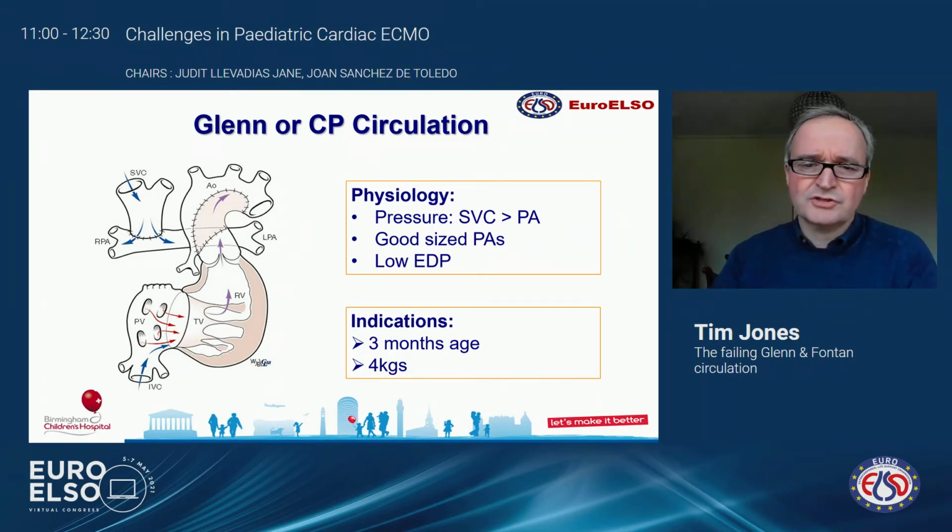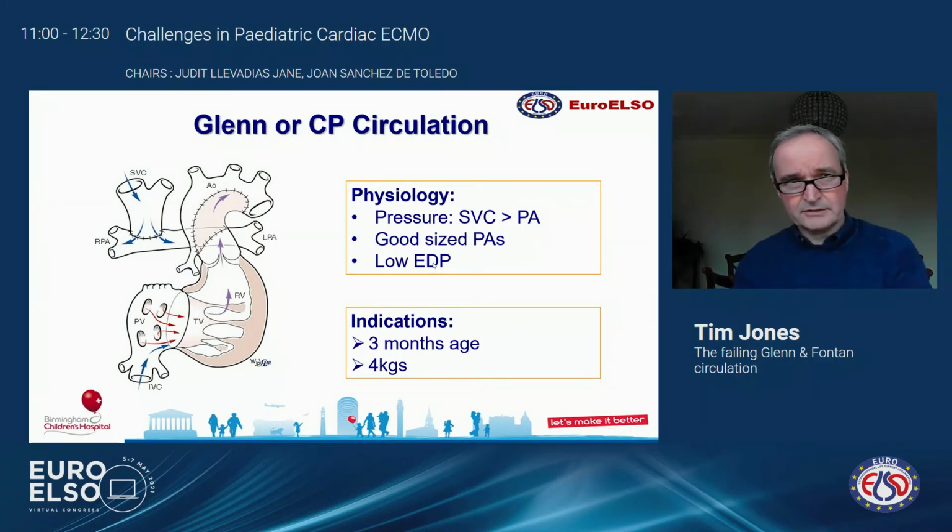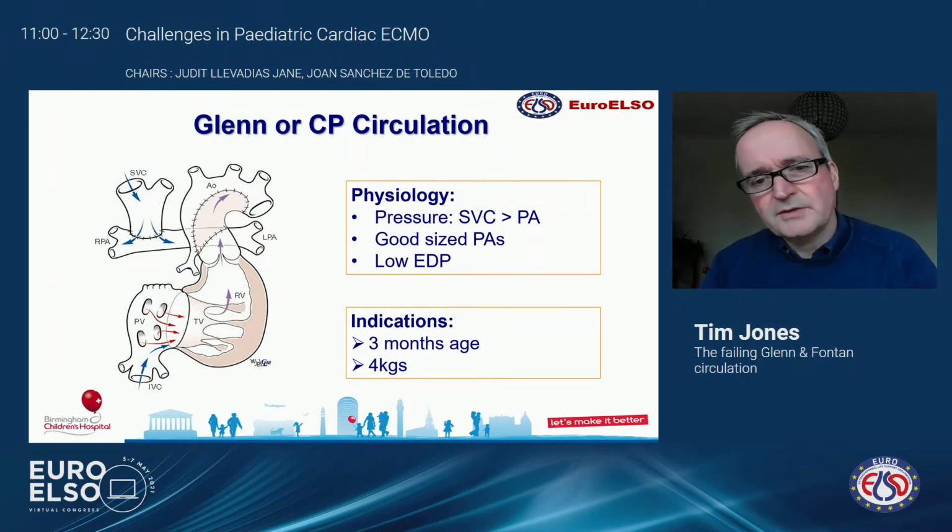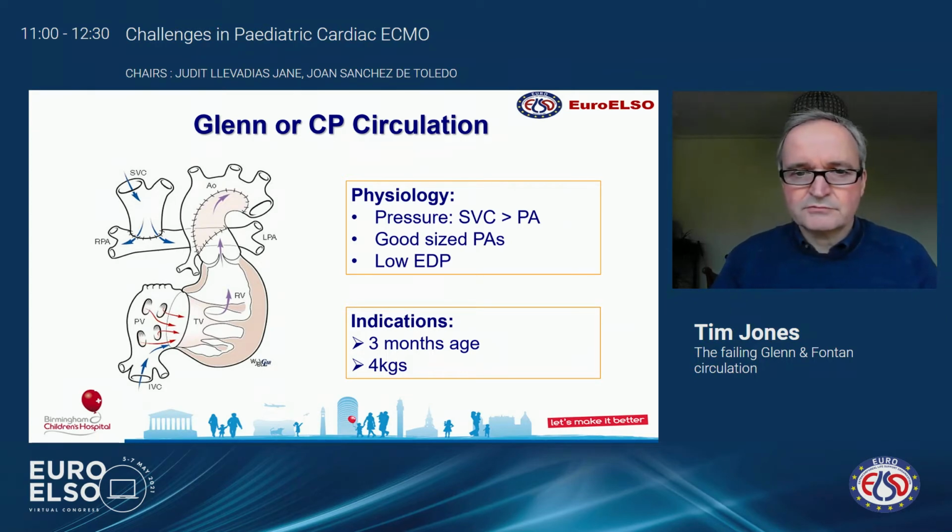And obviously, downstream of that, we have to have a low end diastolic pressure. Otherwise, that will transmit retrograde back into the pulmonary arteries, and you won't have forward flow because it's a passive circulation. And we want to reduce the resistance, and so we need good-sized pulmonary arteries.